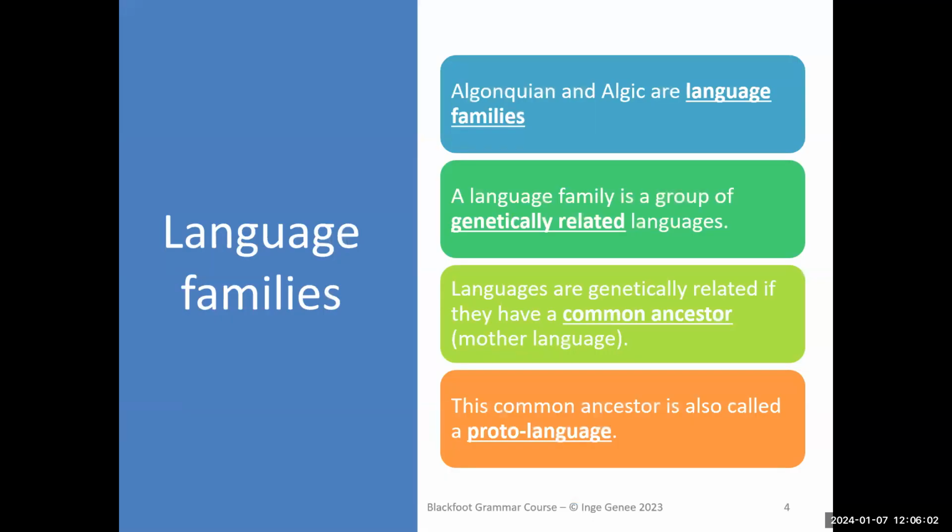We say that Algonquian and Algic are language families because the languages in these groups are genetically related. Languages are said to be genetically related when we can show that they can be traced back to a common ancestor. This common ancestor is the mother of all these languages and is often called a proto-language. Proto-languages are no longer spoken, but we can reconstruct them by carefully comparing the daughter languages.